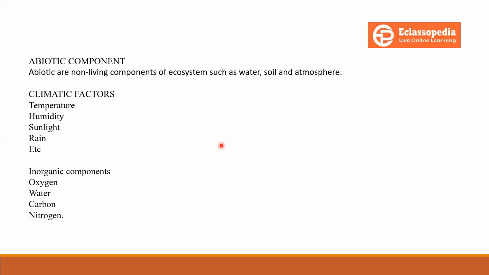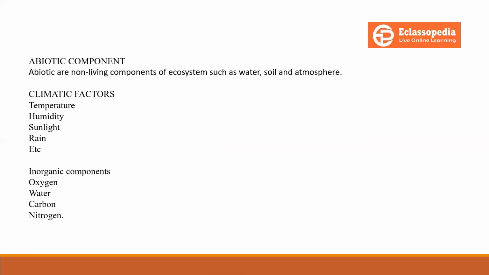Then we have abiotic components. What are abiotic components? These are the non-living components of the ecosystem. You can say water, soil, and atmosphere. Or you can say it includes air, water, soil, minerals, sunlight, temperature, nutrients, wind, altitude, turbidity, etc. Under this, we can say that there are climatic factors like temperature, humidity, sunlight, rain, etc. Inorganic components include oxygen, water, carbon, nitrogen.